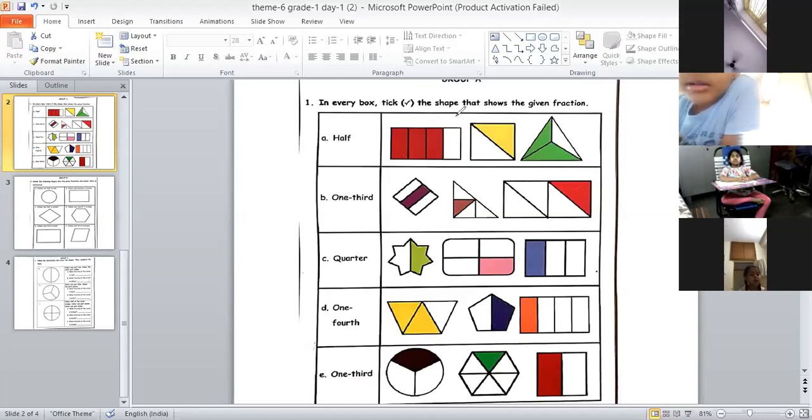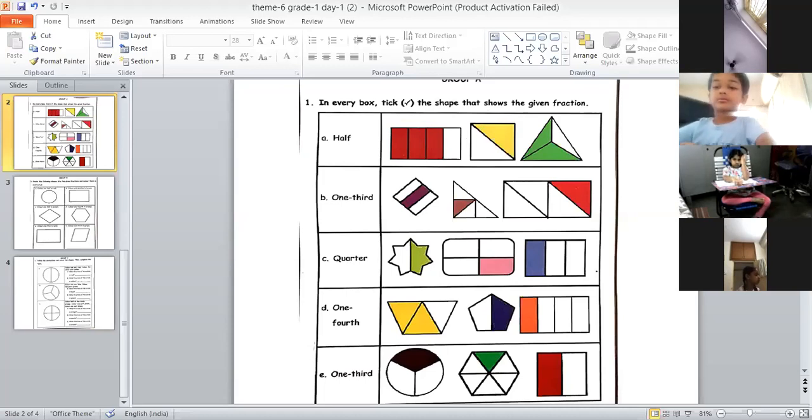I told you if you are talking about half, then shape should be divided into 2 parts. Okay? Okay, ma'am. Into 2 parts. So is first option correct? No. First option is not correct, children, because this shape is divided into 4 parts. But according to half, half means shape should be divided into 2 parts. So first one is not correct. Okay. Fine.